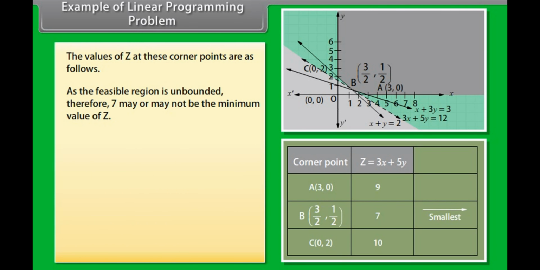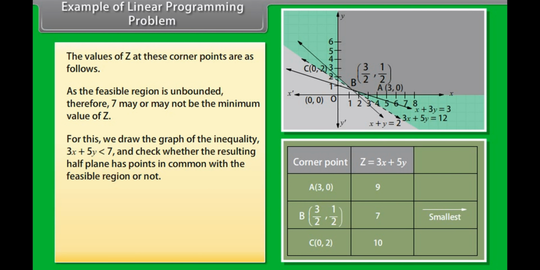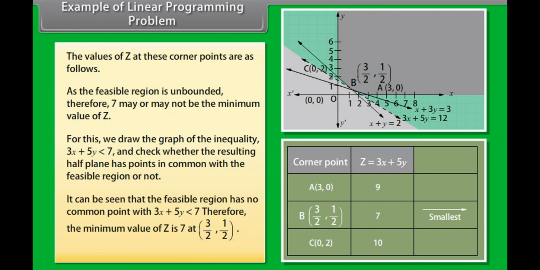As the feasible region is unbounded, therefore 7 may or may not be the minimum value of z. For this, we draw the graph of the inequality 3x + 5y < 7 and check whether the resulting half plane has points in common with the feasible region or not. It can be seen that the feasible region has no common point with 3x + 5y < 7. Therefore, the minimum value of z is 7 at (3/2, 1/2).